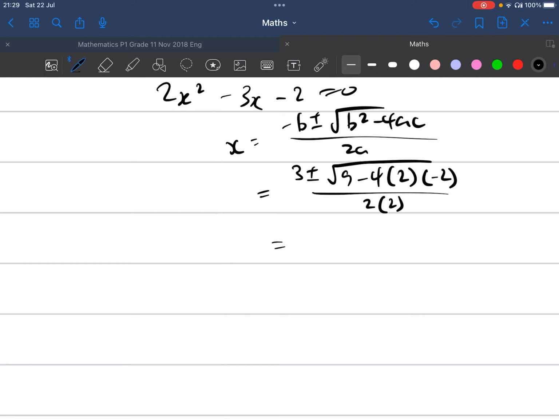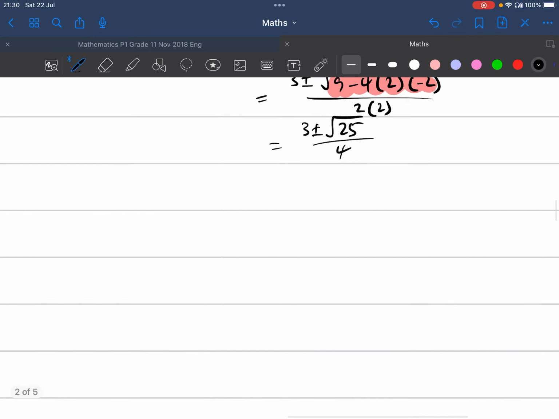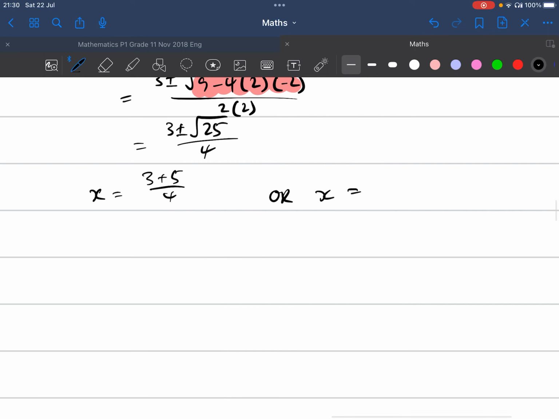Okay, and I'll put the part under the square root into my calculator. So 9 minus 4 times 2 times minus 2 gives us 25, over 4. That means we'll either have x equals 3 plus 5 over 4, or x equals 3 minus 5 over 4. I'm saying 5 because the square root of 25 is 5. So this side will give us 2, and this side will give us minus a half.